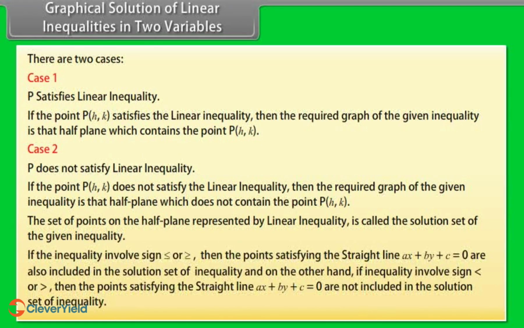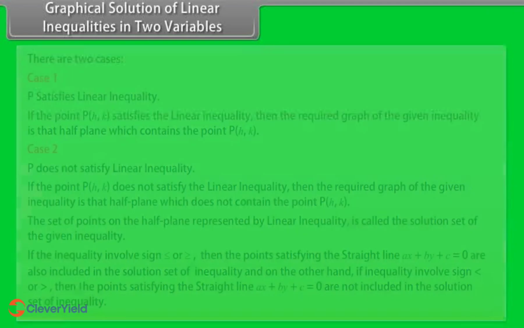If the inequality involves the sign less than or equal to or greater than or equal to, then the points satisfying the straight line ax plus by plus c equals 0 are also included in the solution set of the inequality. On the other hand, if the inequality involves the sign less than or greater than, then the points satisfying the straight line ax plus by plus c equals 0 are not included in the solution set of the inequality.